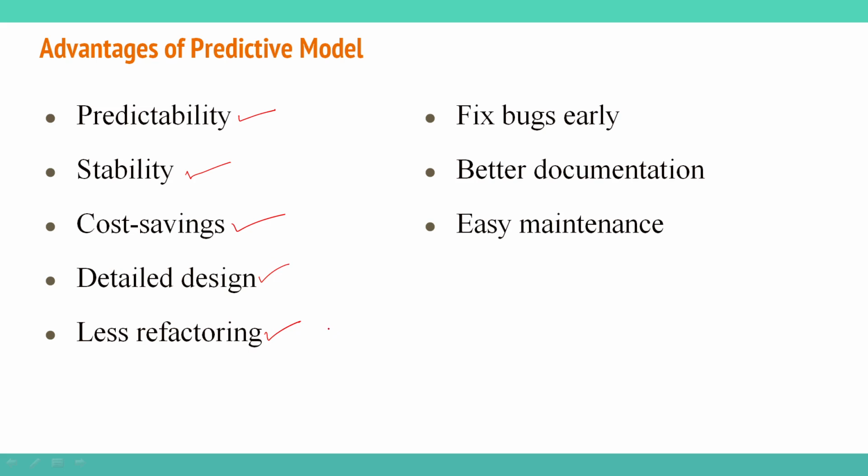Refactoring means splitting the code. When changes come, we have to split. So here there is no change, so we need not have refactoring. Then bug fixes early, because everything is predicted, so if any bugs come, we'll fix them in those predictable results. Then better documentation: if everything is available at the first itself, you can make better documents. Then easy maintenance, because everything is defined and very clearly documented, so it is very easy to maintain.